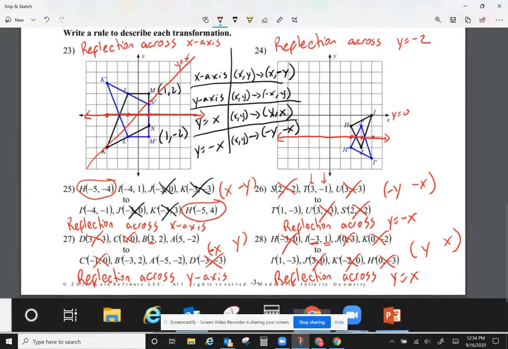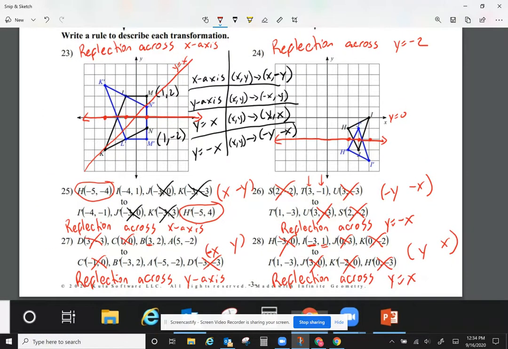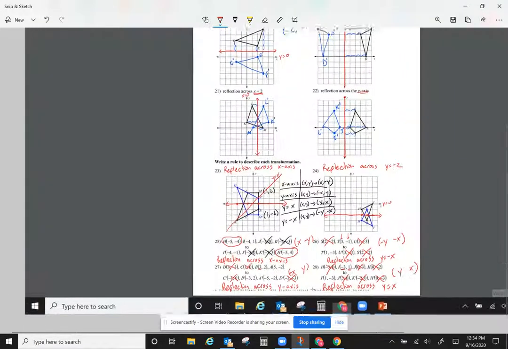When it comes to numbers only, when it comes to rules, I'm going to use one of the 4 special cases. When I give you the graphs like 23 and 24, I can ask you for any line, not just the 4 cases. So that's the review for reflection.